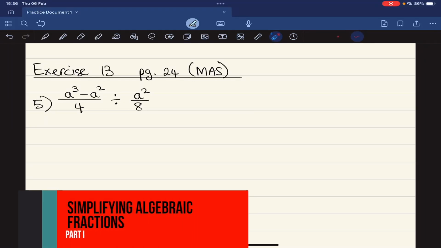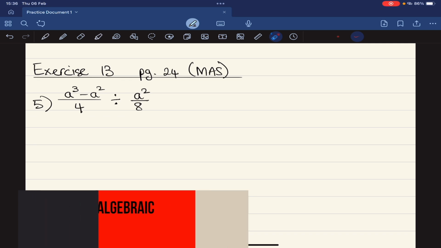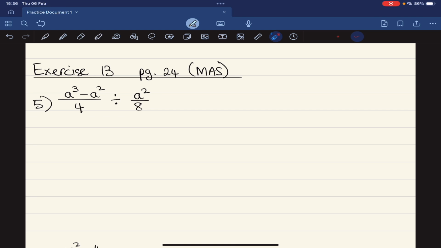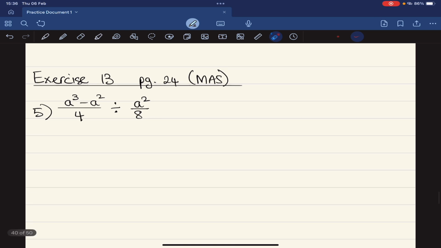Exercise 13 on page 24 of the Mind Action Series textbook. This is grade 10 mathematics. I'm Mr. Green and we are going to be looking now at the simplification of algebraic fractions. So I'll do a couple here from the exercise 13 and we'll just have a look at how we are able to simplify these algebraic fractions.